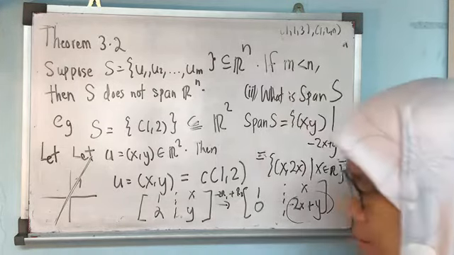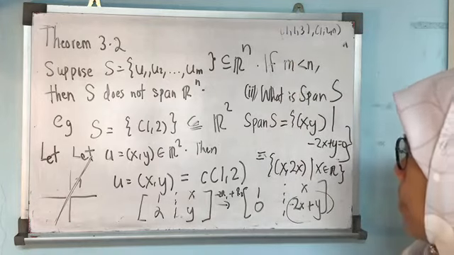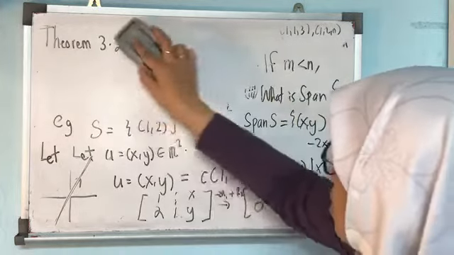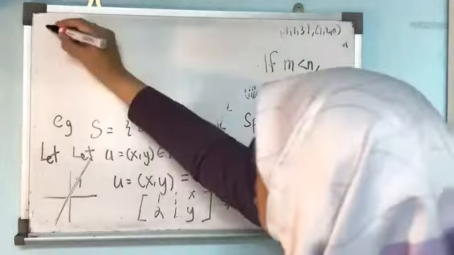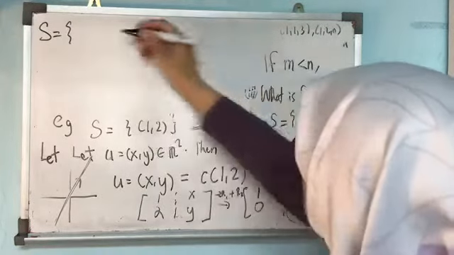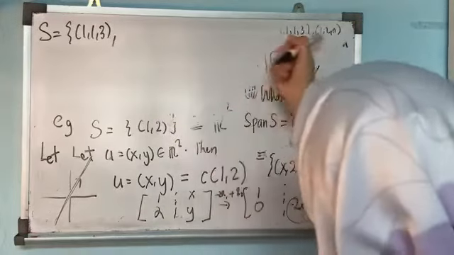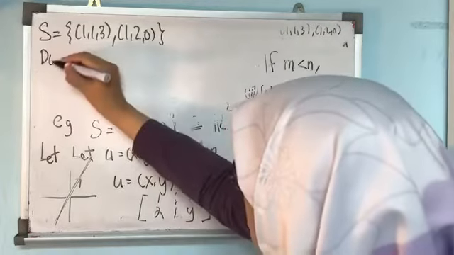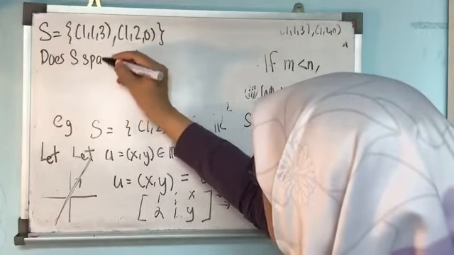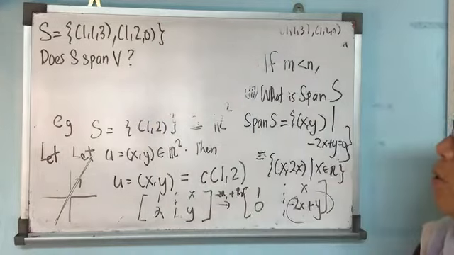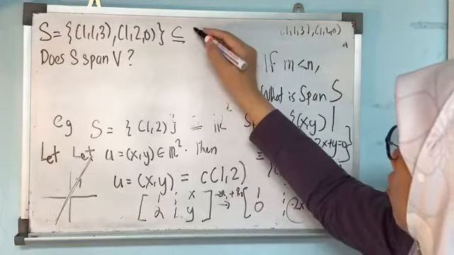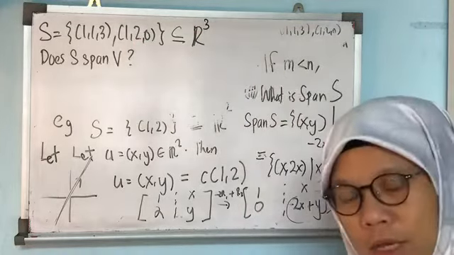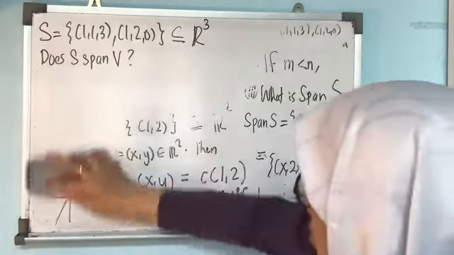There's another one, question number 2. S is 1, 1, 3, 1, 2, 0. Question, does S span V? So from here you know V is R3. Then we do the same thing as before.